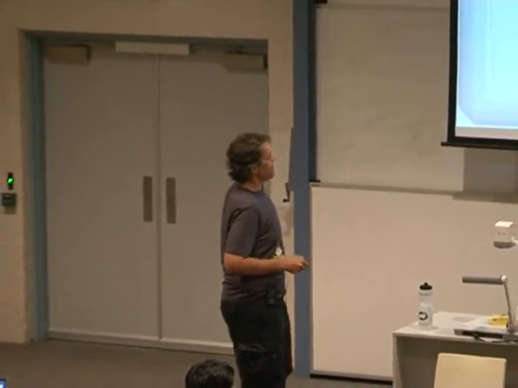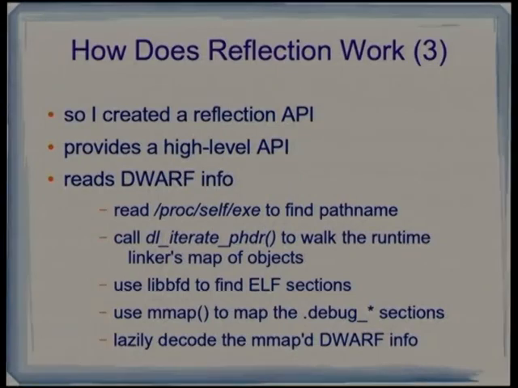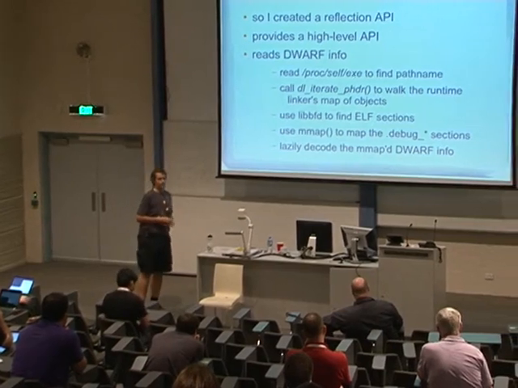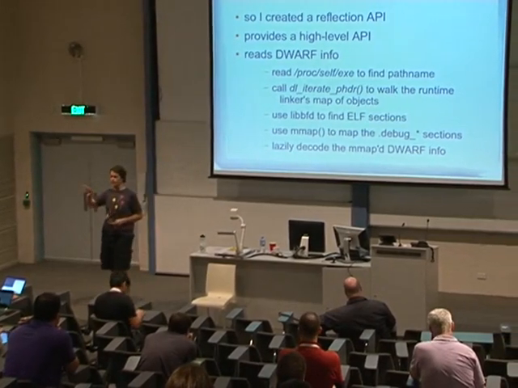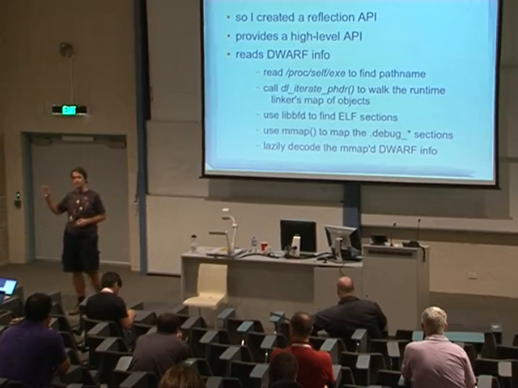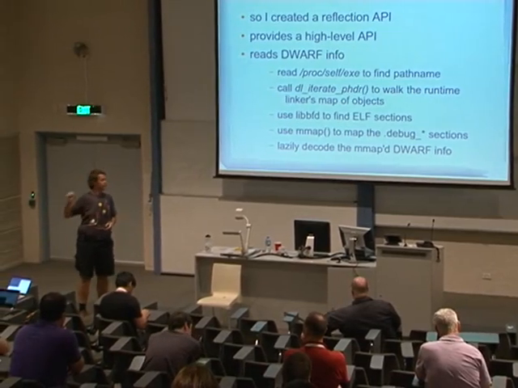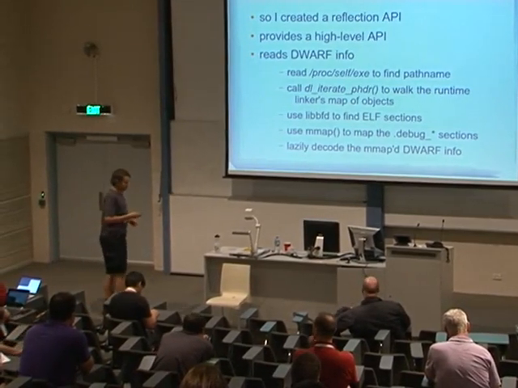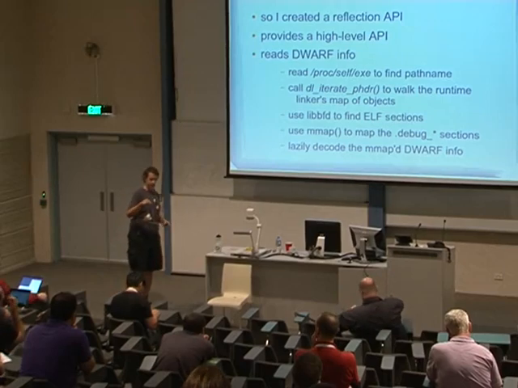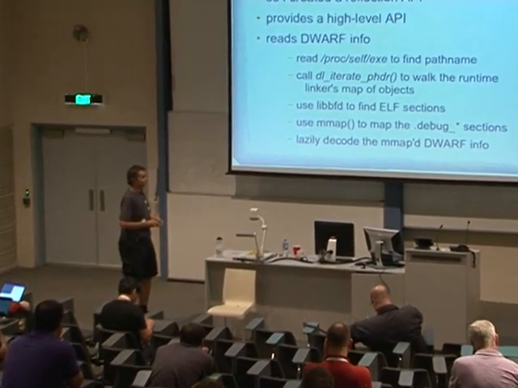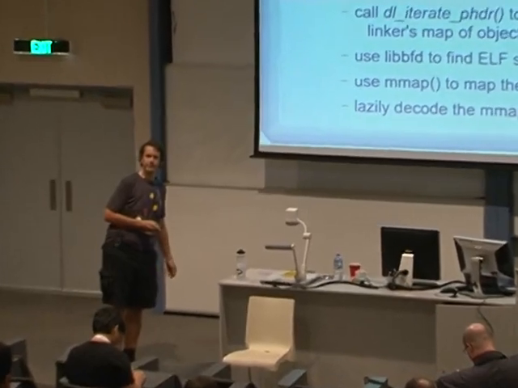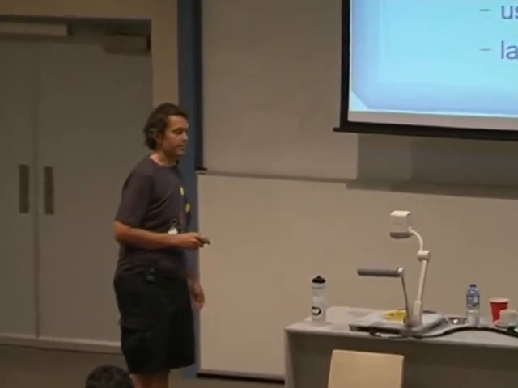You map the debug sections, and then you do the interesting bit, which is you lazily decode all that info. I have a little object that basically walks over the DWARF attributes and the debug info section. You ask it for a function, and it goes walk, walk, walk. Oh, that's the function. So yeah, that was quite a fair bit of complexity. But I had the courage to do impossible things.